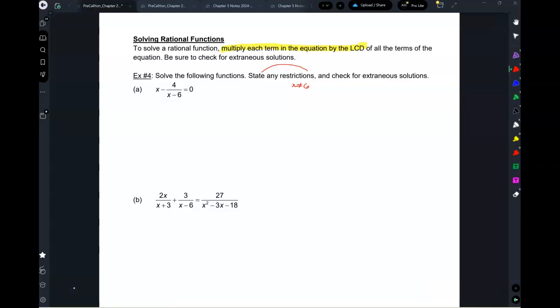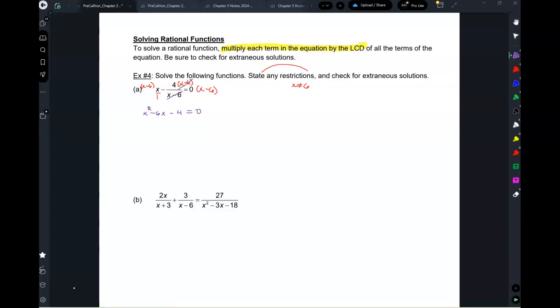X can't be 6. Now, the LCD here: this one has a denominator of 1, and this one has a denominator of x minus 6. So the LCD is x minus 6. You have to multiply every single term by x minus 6, even the 0, all of them. So now what I get is x times x minus 6, that's x squared minus 6x, minus, this goes away, so 4 is equal to 0.